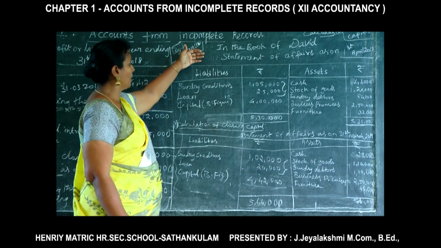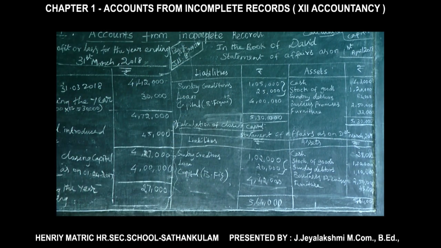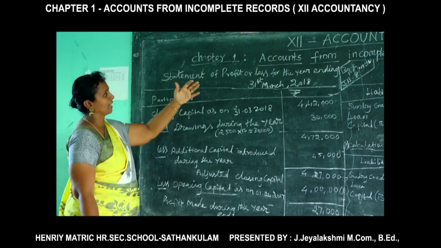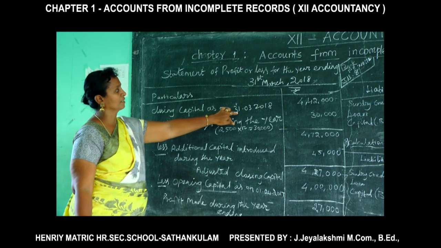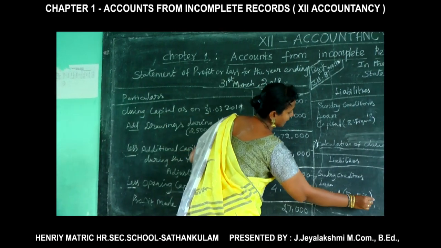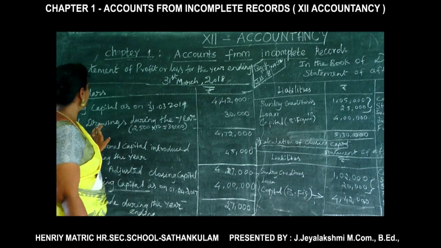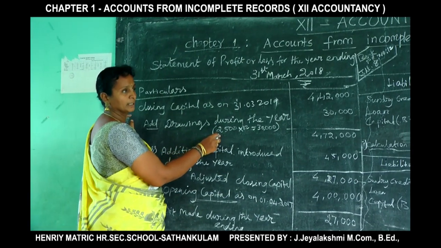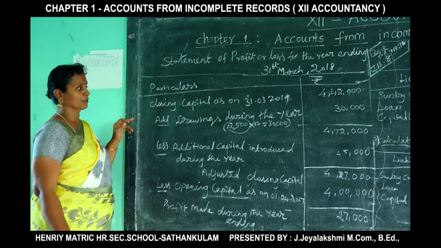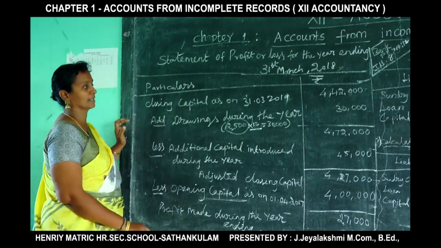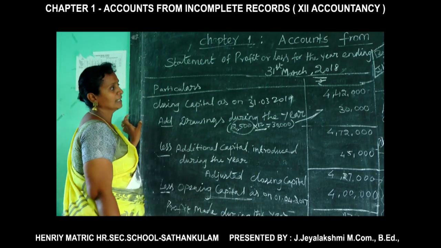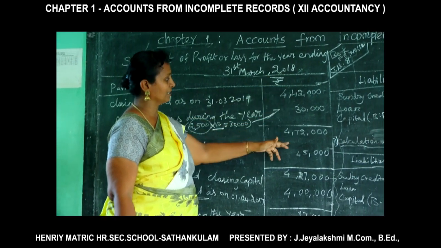By having the opening capital and the closing capital, we are now preparing the statement of affairs for the year ended 31st March 2019. Now see here, particulars and amount we have already written. See closing capital as of 31st March 2019. What is the balancing figure here? We have 4,42,000. Then drawings, I have already informed you, are given in the question itself: 2,500 per month. For 1 year we have 12 months. So 2,500 into 12 we get 30,000. So that should be written here. We add 4,42,000 and 30,000 to get 4,72,000.